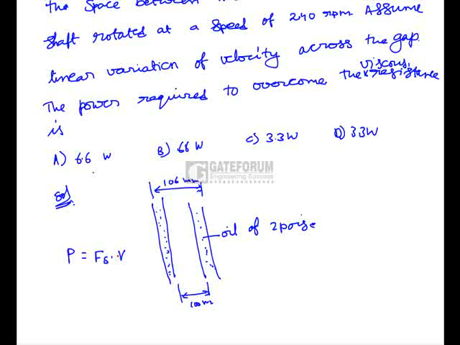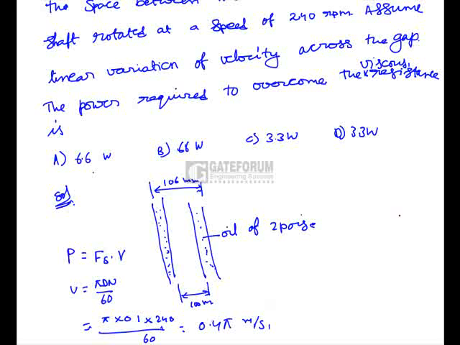the cylinder. So tangential velocity of the cylinder is pi d n by 60, and here the shaft rotates at a speed of 240 rpm, so the diameter of the shaft is 100 mm, that is 0.1 meter, and here it is pi into 0.1 into 240 by 60, which is equal to nearby 0.4 pi meter per second. So this is the tangential velocity of the cylinder.